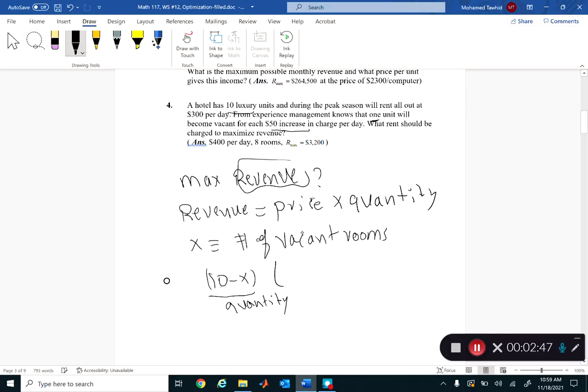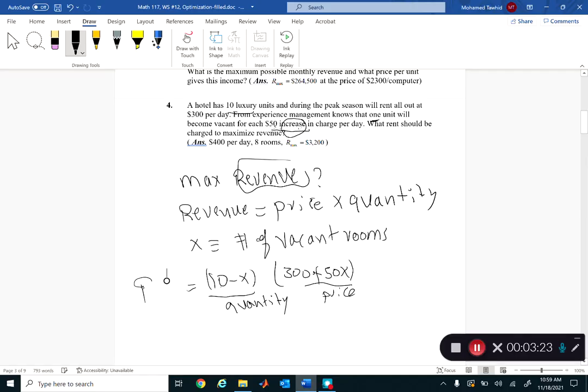So the price, what is the price? Oh, $300 plus the other one for the vacant ones, it will be 50 multiplied by x. Why 50 multiplied by x? Because we don't know how many are vacant, so you have x vacant, and the price will be increased by 50 for each. When you see increase, it means plus. So you add 50 multiplied by how many vacant rooms you have, and that gives you the price. That is the difficult part here.